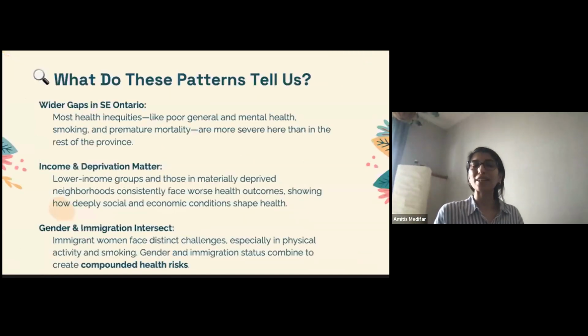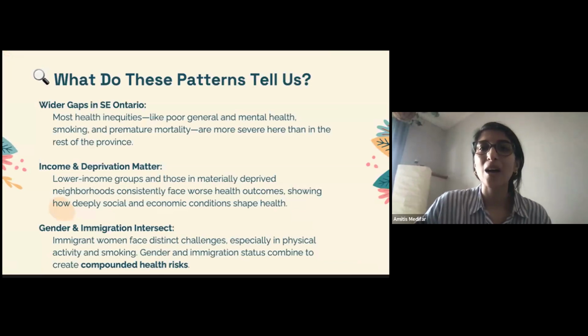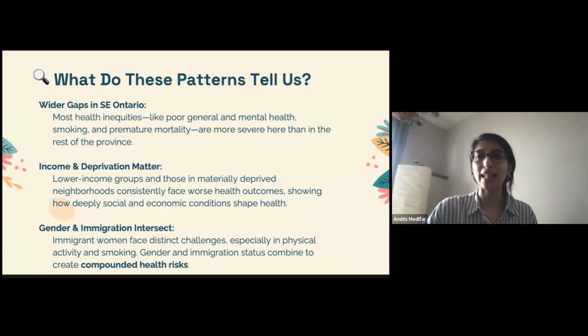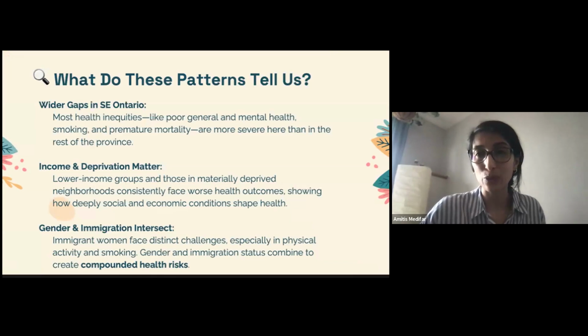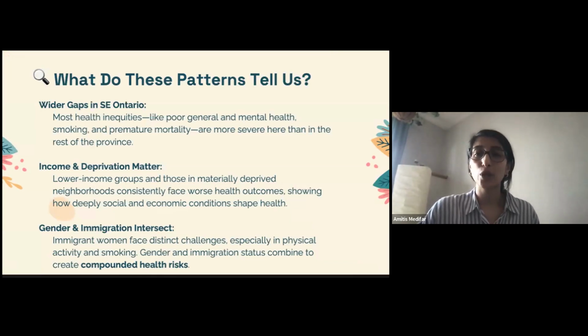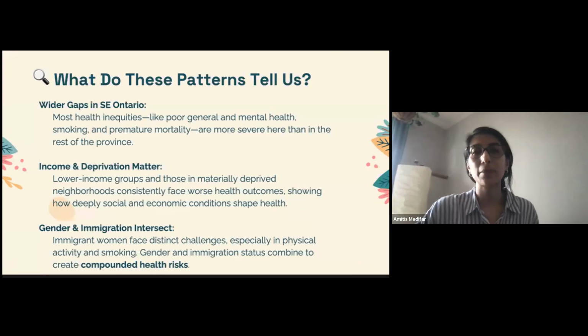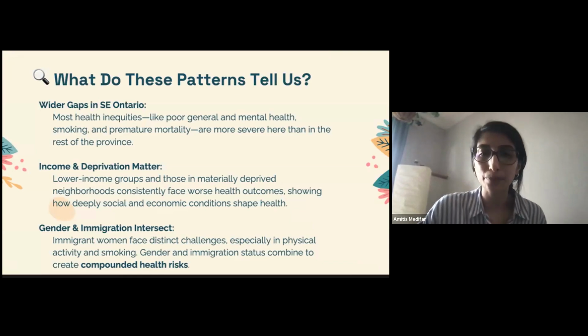So what do these patterns tell us overall? First, that many health gaps, like in general health, mental health, and premature mortality, are wider in the Southeast region than elsewhere. Second, income and material deprivation show up again and again as key drivers of poor health. And finally, when factors like gender and immigration status intersect, risks can multiply, especially for immigrant women.